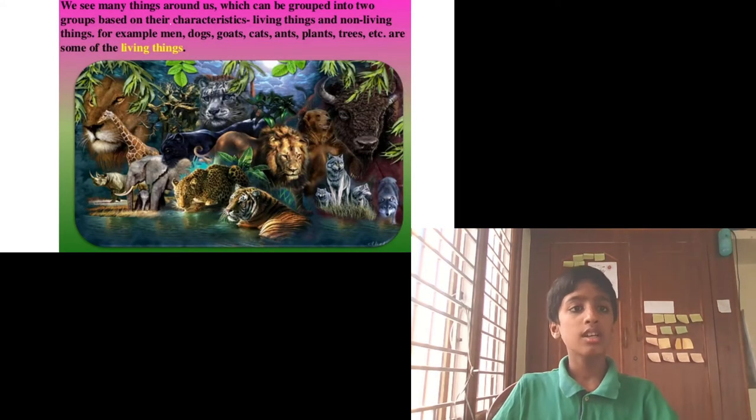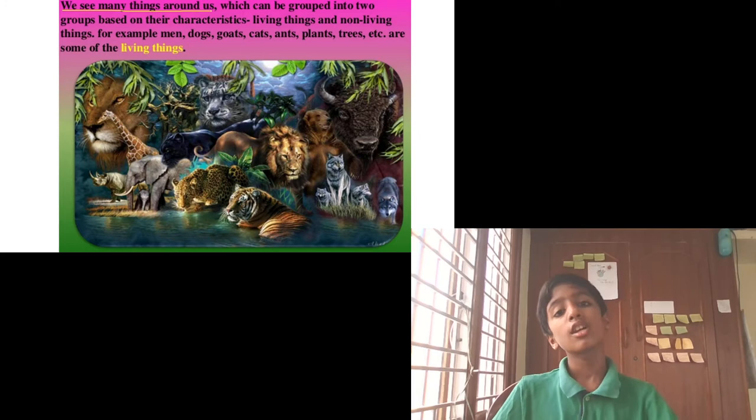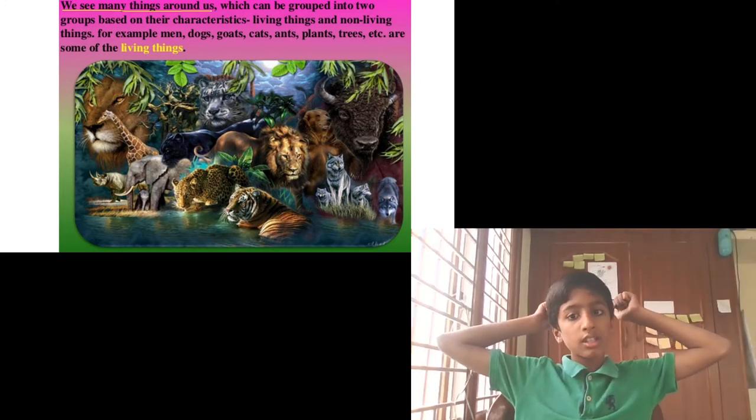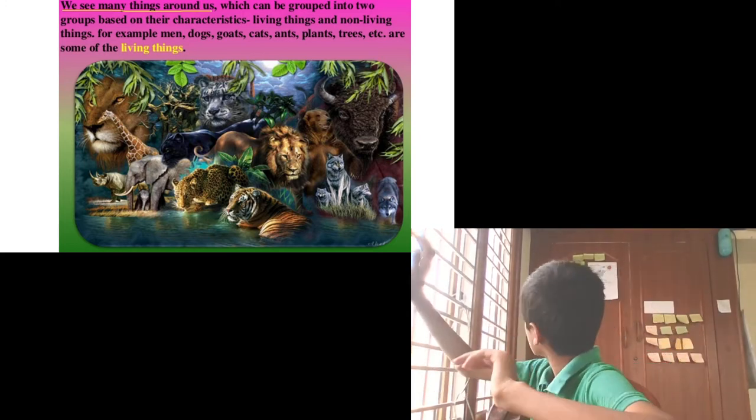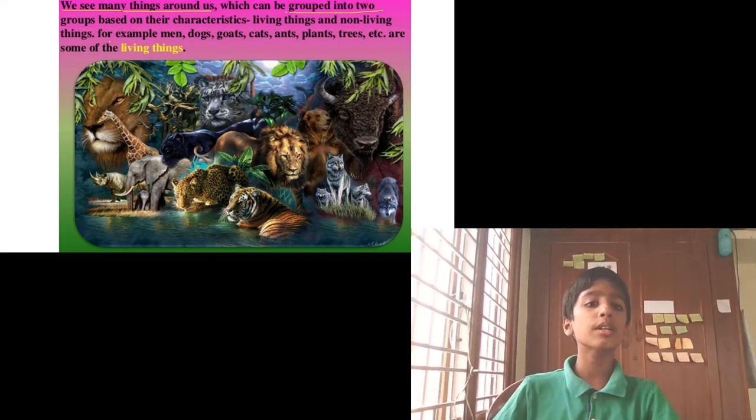So we see many things around us, right? You can see beside me there is a poster. Then there are other things like sticky notepads and other things, which we can divide into two groups. One is living things and one is non-living things.